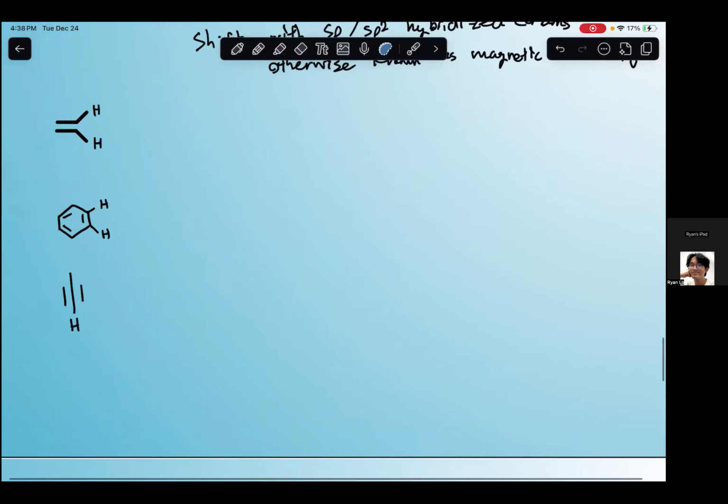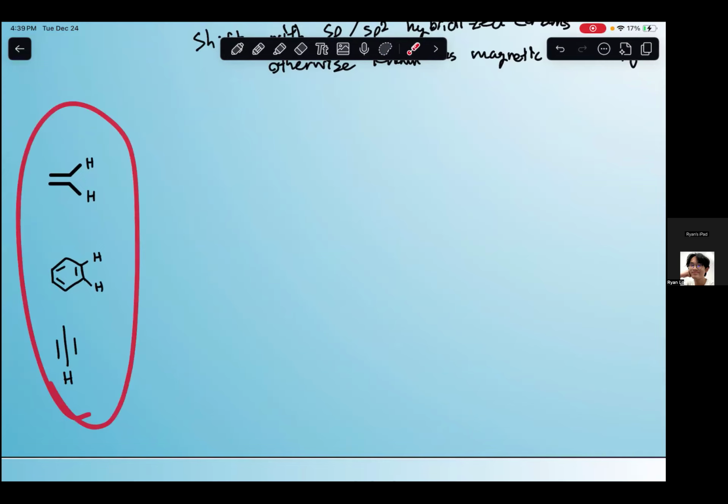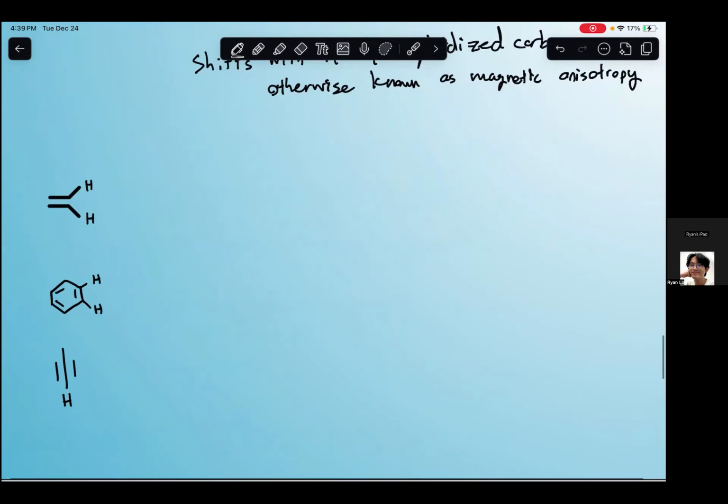Essentially, magnetic anisotropy is the explanation for why these three molecules right here show up in the H&MR spectrum where they show up. For example, for an alkene, the shift is usually around 5 to 6 ppm. Now, why does that happen?